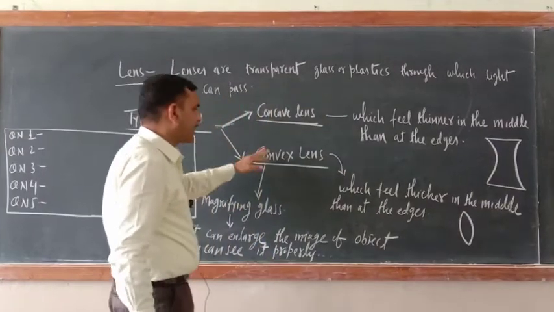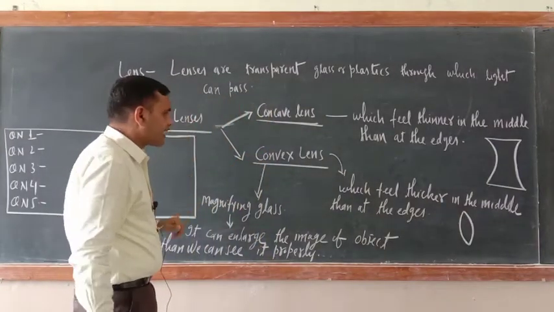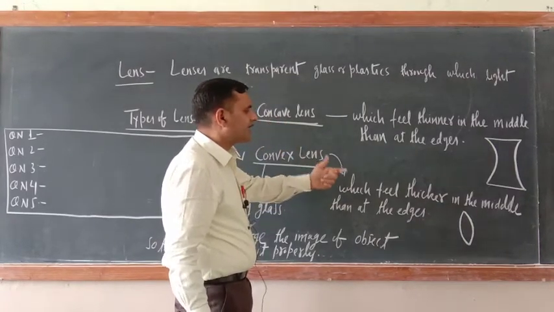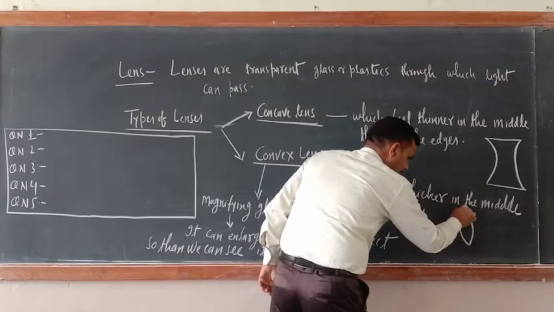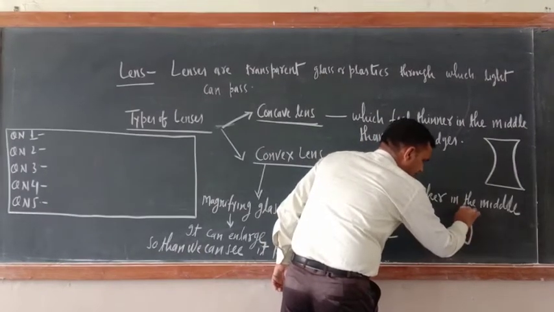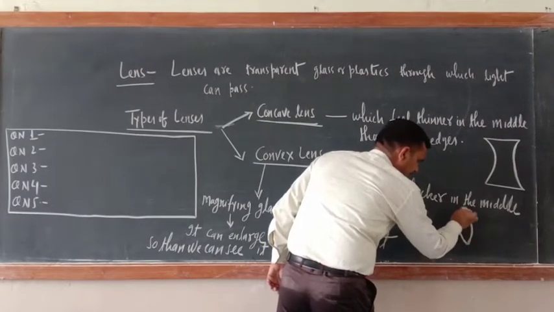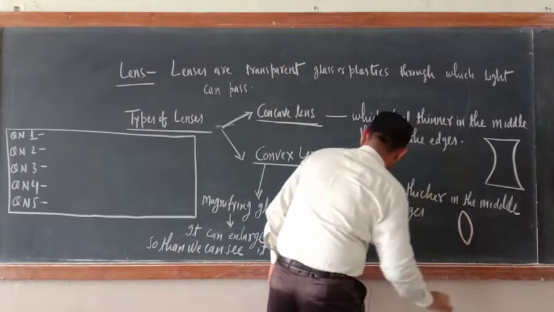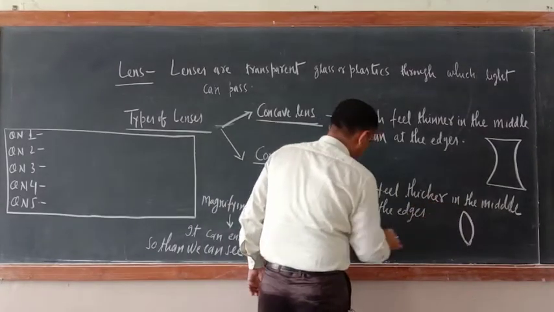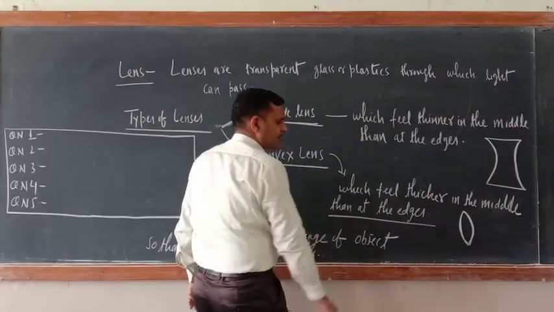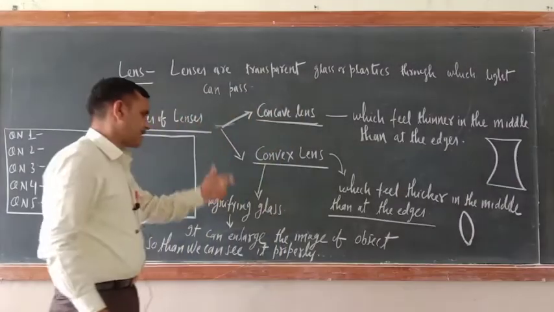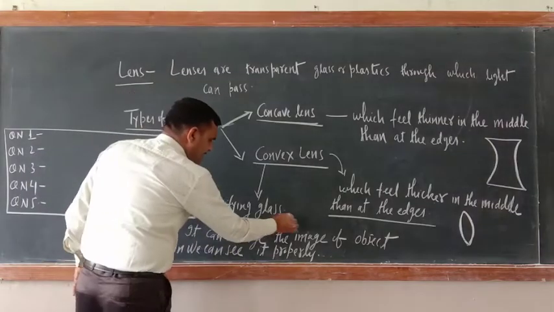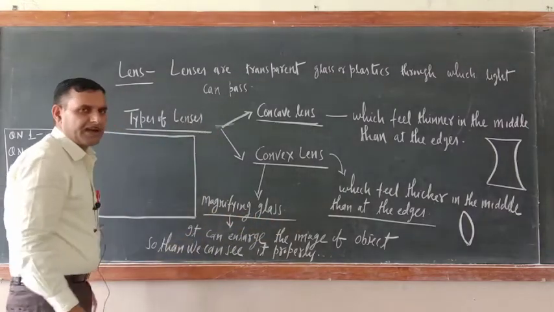Remember, what about convex lens? Convex lens is the opposite of concave lens, which feels thicker in the middle. Just see, at the middle they are thicker, okay, than the edges. These are the edges. So here they are thinner, but at the middle they are thicker. So they are known as convex lens. Okay. There is one more use of convex lens. Convex lens is also known as magnifying glass.